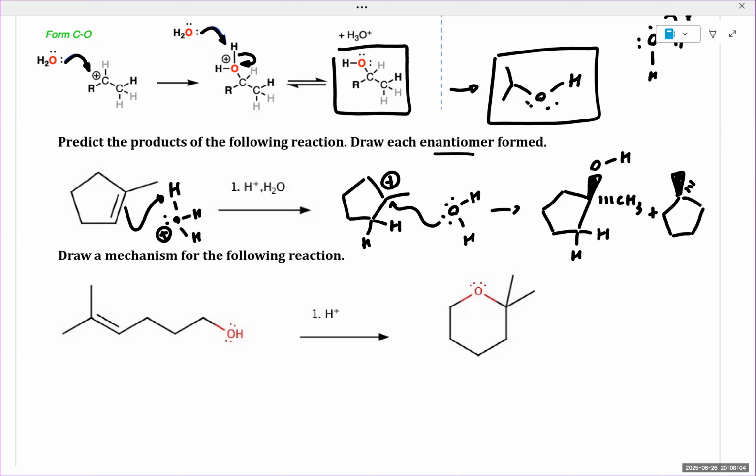So because the water molecule can attack from either the top or bottom face, we get a mixture of the two possible enantiomers. One where the water molecule comes in from the top, the other where the water molecule comes in from the bottom face.